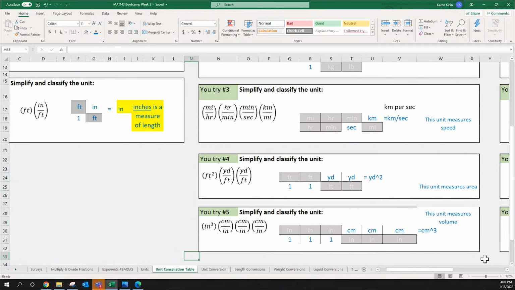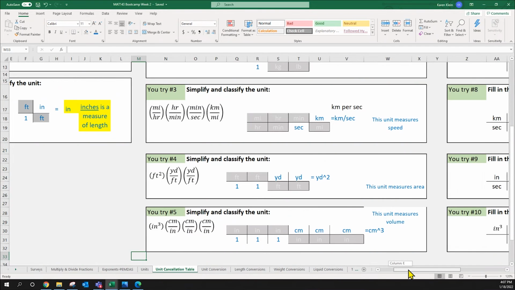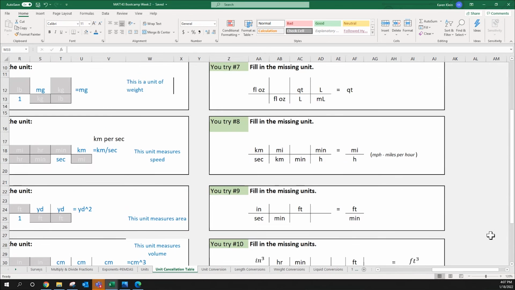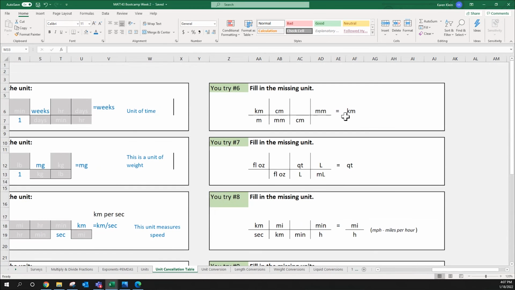All right, let's move on. If you just scroll over to the right, you're going to find 5 more examples. And in these examples, I've already done the solving for you, but you'll notice that there's something missing. So you have to figure out what's going in the missing blanks. So you've got to come up with what goes in these cells right here. So let's do the first one together.